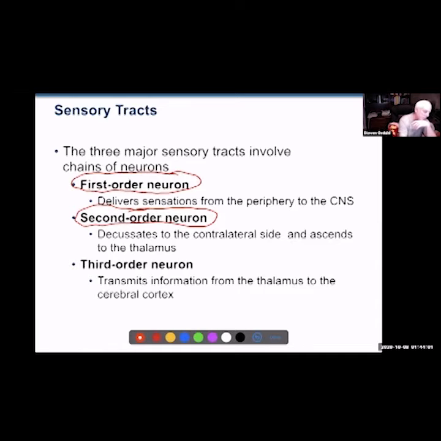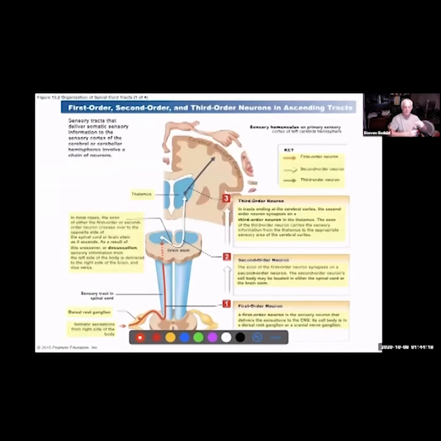And then you have third-order neurons. Third-order neurons go from the thalamus to the cerebral cortex. That's where all the action occurs in your brain. That's where your thought process, your ability to think all comes in. So first-order neuron, second-order neuron, third-order neuron. And that's what they look like right there.